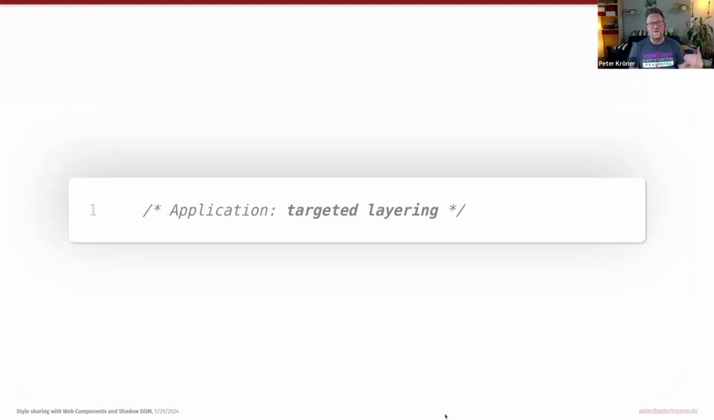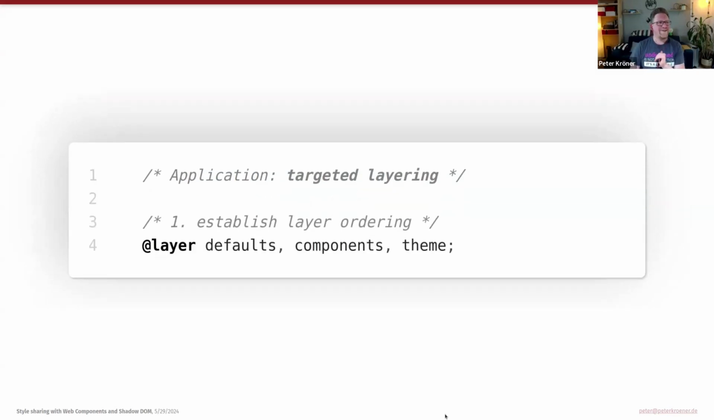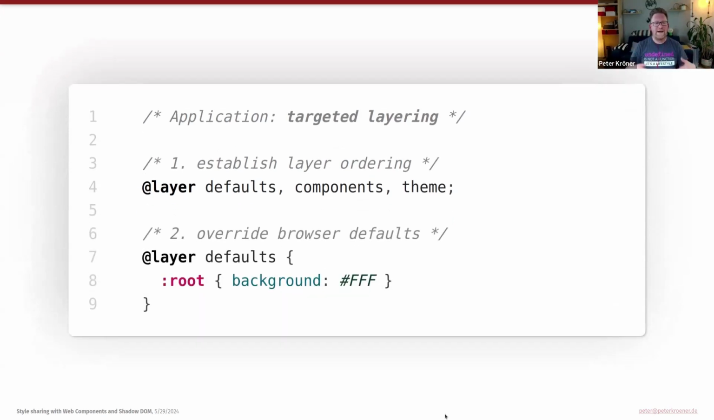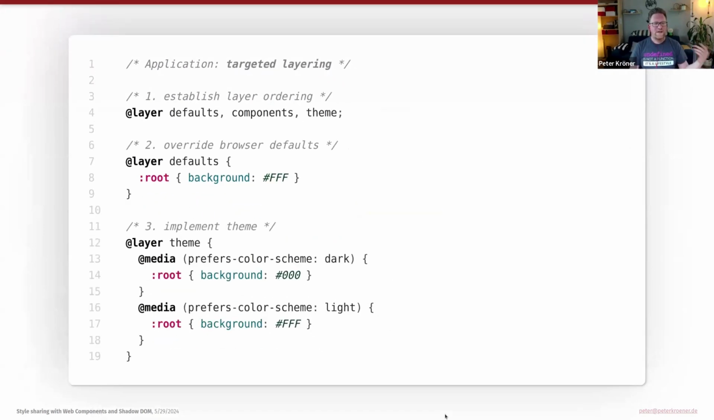And of course, what you would do with this is not simply create layers called foo and bar, but you would do some sort of target layering, right? You would create semantic layers. You would create layers for your browser defaults, for your theming, for your components, put them in order, and then simply add styles to the layers to, for example, reset some browser defaults, add some theming, what have you.